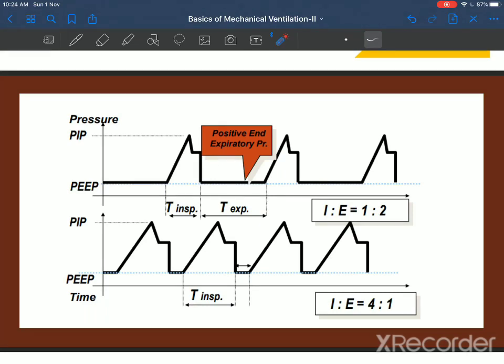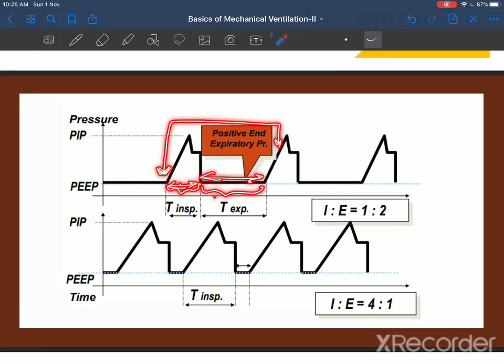So, let's not go into the graphics of it, just note that this is the inspiratory form and this is the expiratory form. This is the inspiratory time and this is the expiratory time. Together this forms one breath cycle, correct? So, one complete breath is this inspiration and expiration.